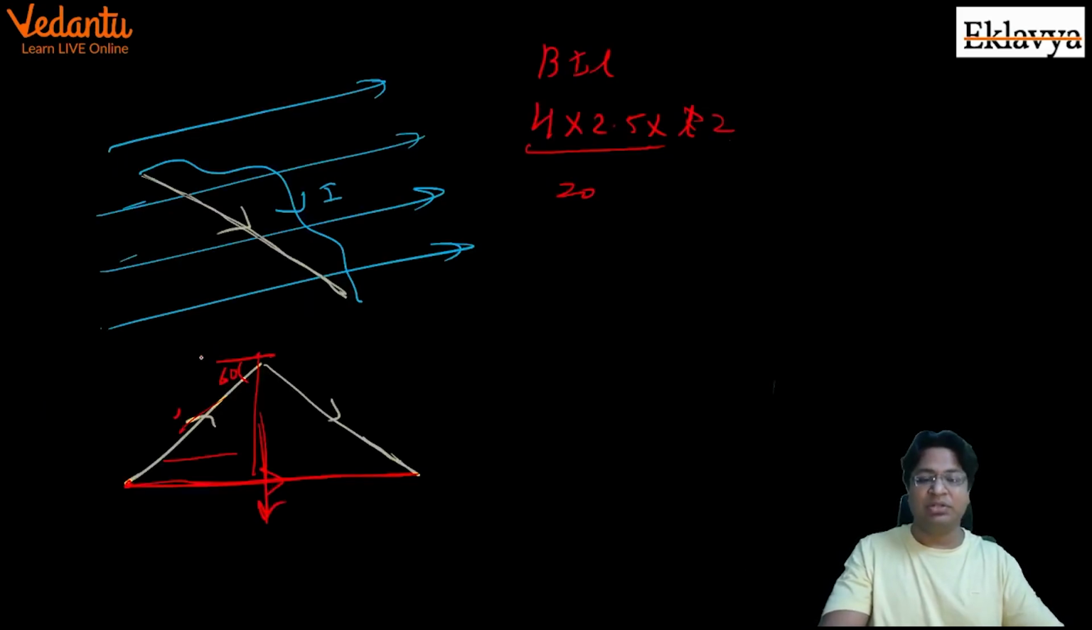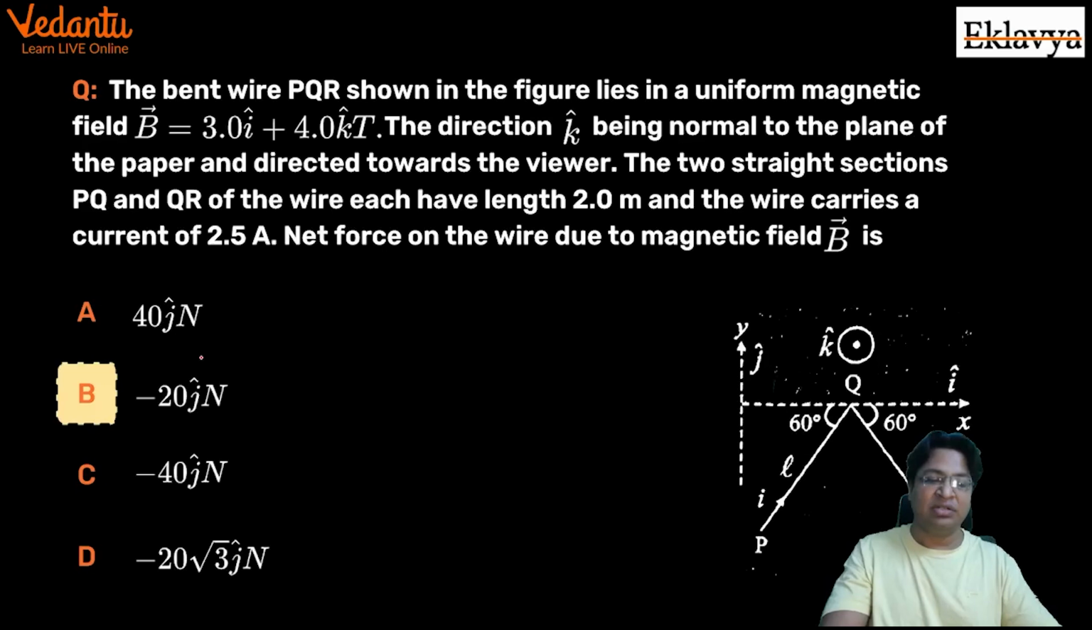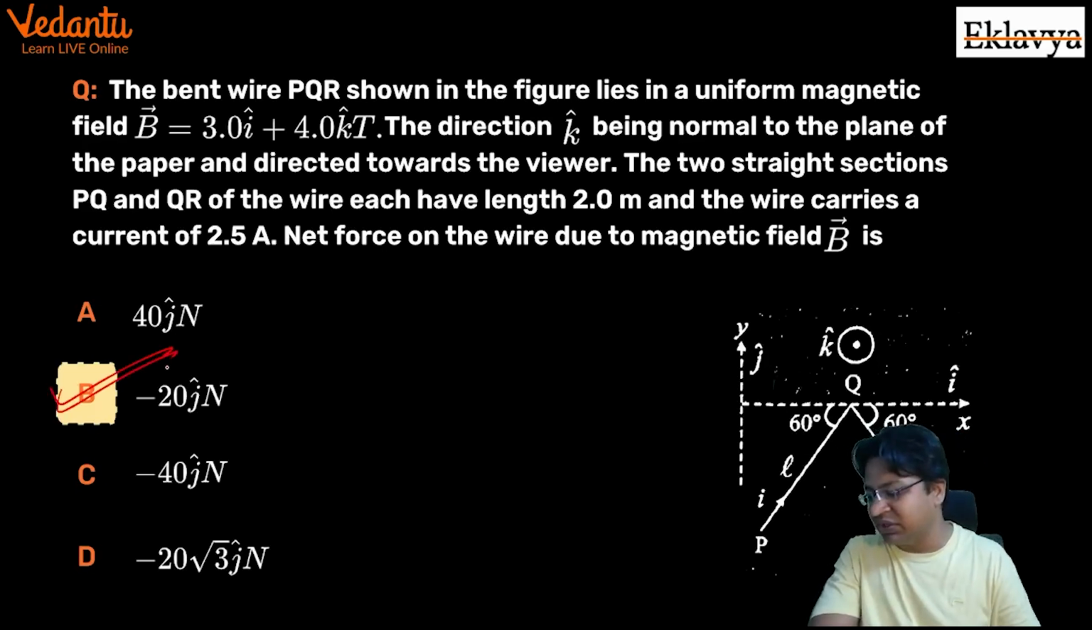So B option is the one that is correct. Okay, so B option would be correct. So that was question number 37.